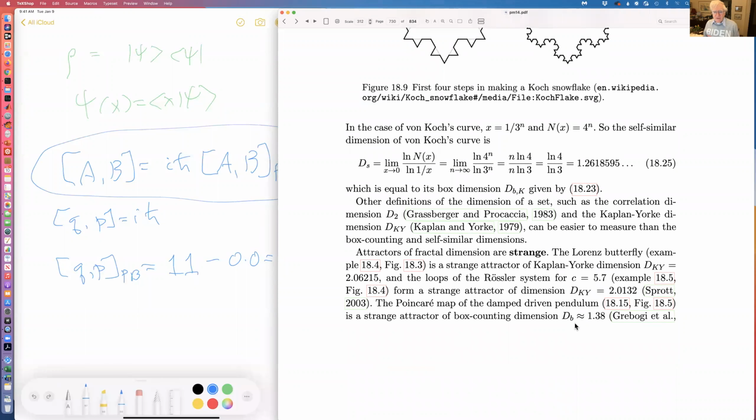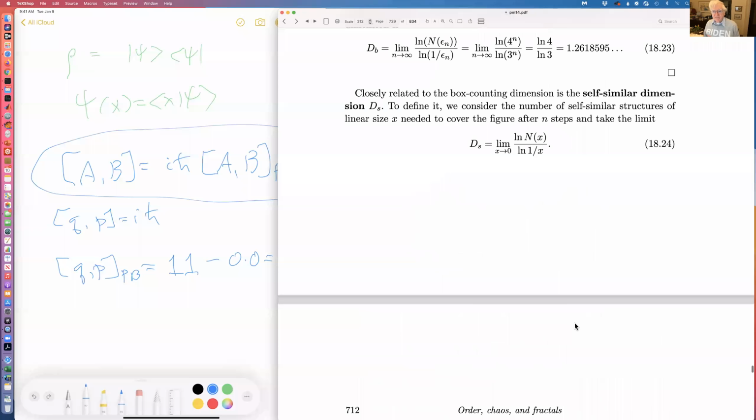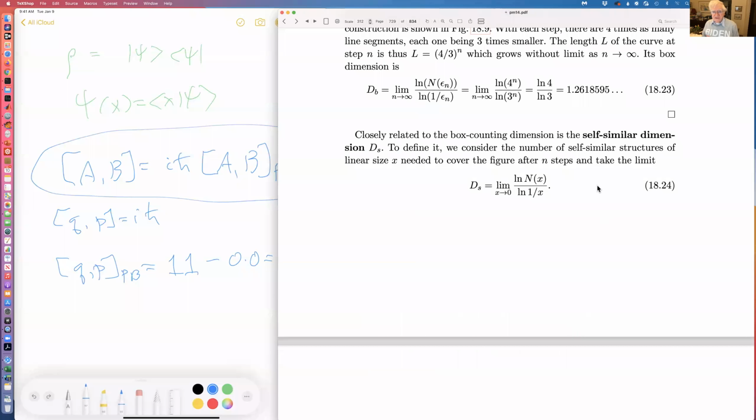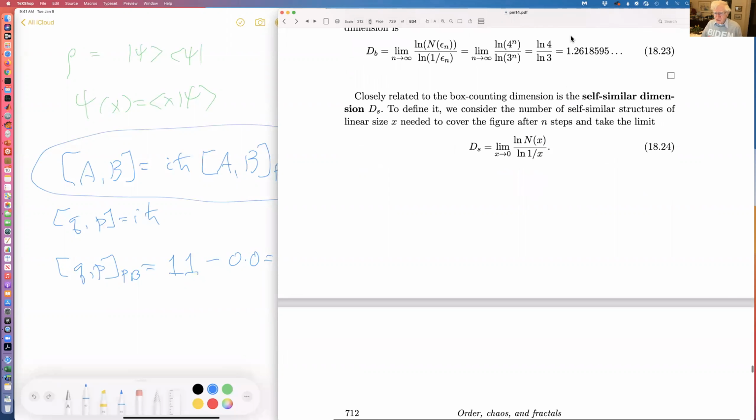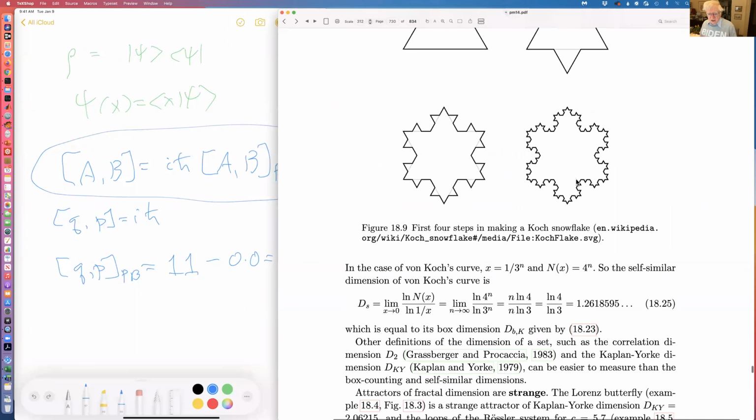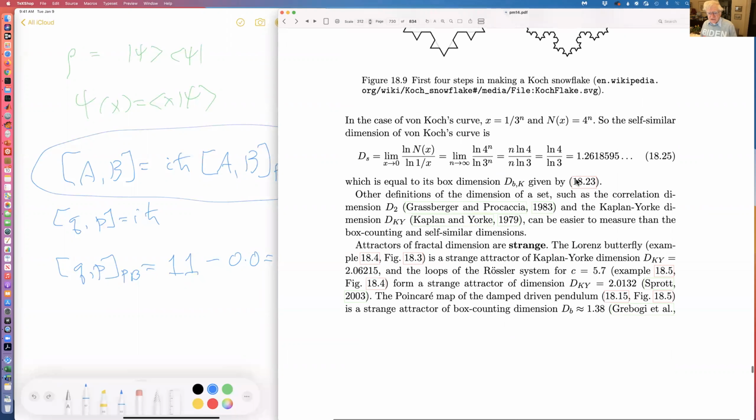Anyway, there are other dimensions. One is the self-similar dimension. What you do is you count the number of self-similar structures of linear size X needed to cover the figure after n steps, and you take the limit as X goes to 0. So it's extremely close to the other one. I don't even understand why there's a difference.